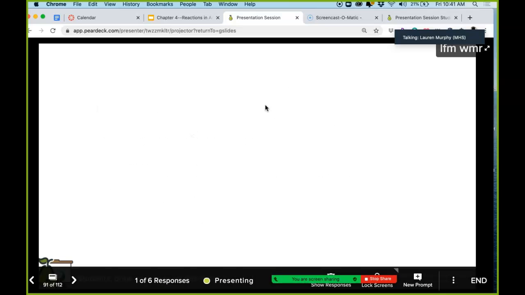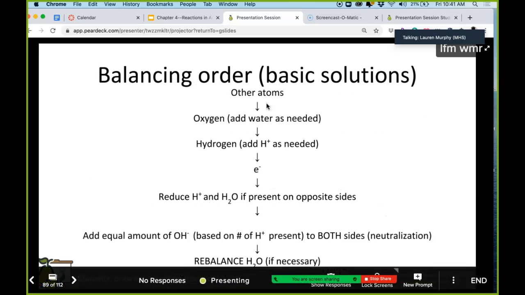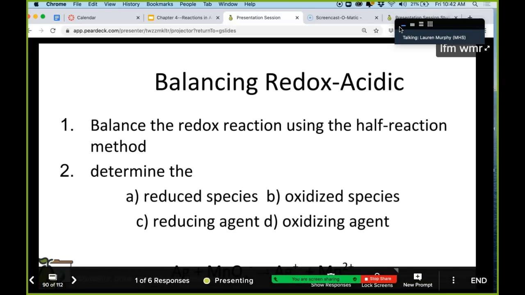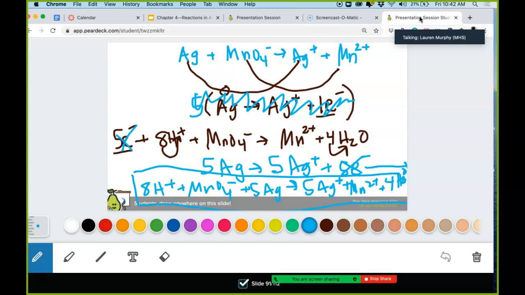Oh, I forgot. We were supposed to determine who was reduced and who was oxidized. So reduction is the thing that takes in electrons. So look at the electrons go into this reaction. So the permanganate is the reduced species, and it's also your oxidizing agent.